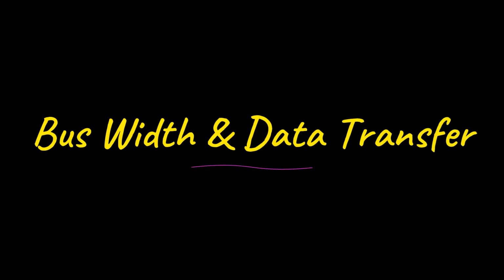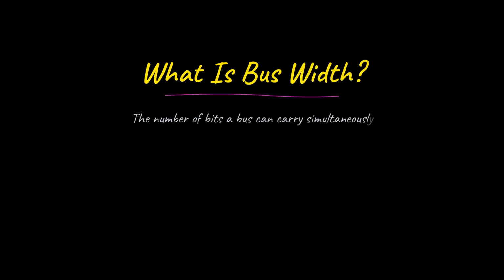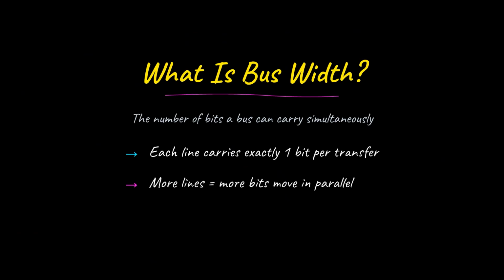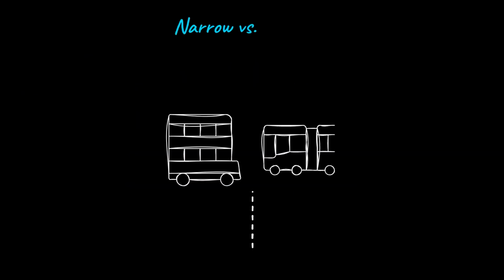A bus is a set of shared electrical pathways that carry data, addresses, and control signals between computer components. The width of a bus determines how many bits it can carry at the same time, and that has a direct effect on performance. Bus width is simply the count of parallel lines in the bus. Each line carries 1 bit during a transfer, so a bus with more lines moves more bits in a single step. Double the width and you double the bits crossing at once.